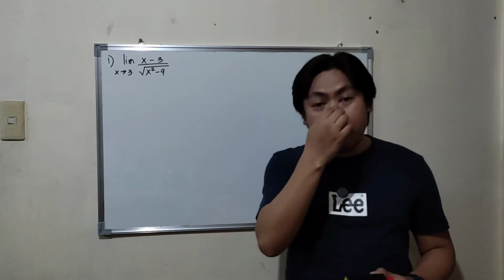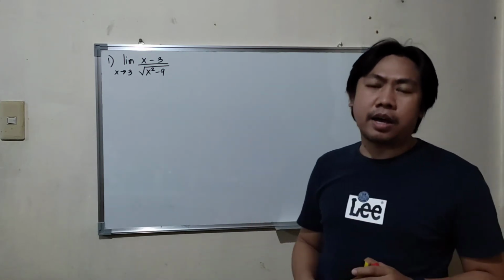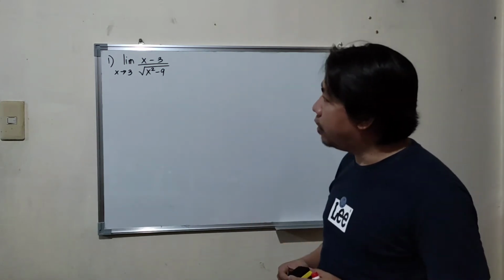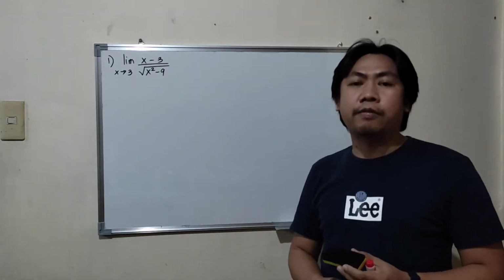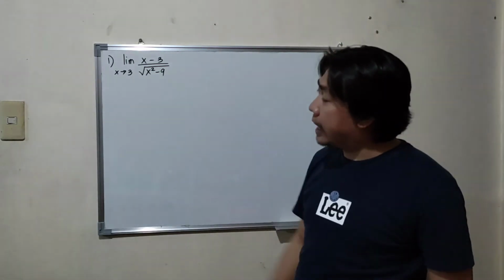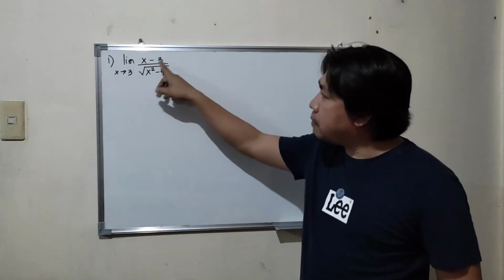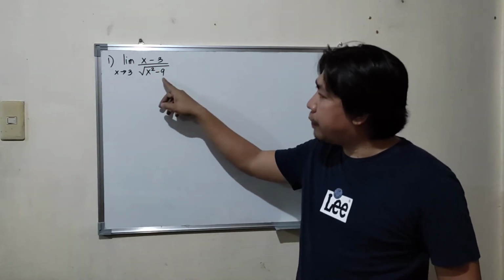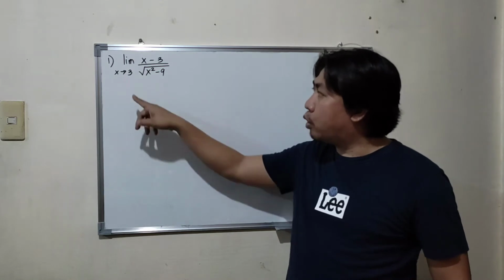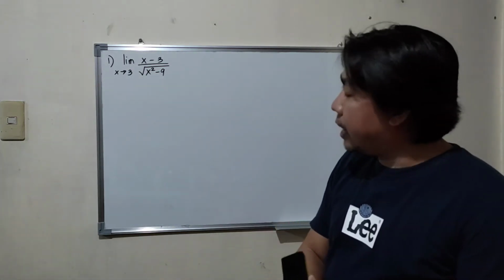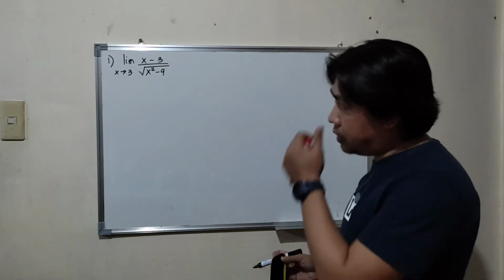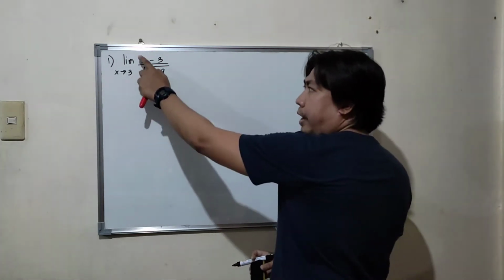Okay, so our lesson for today is about finding the limits of a function which is in indeterminate form 0 over 0. For example, find the limit of x minus 3 over square root of x squared minus 9 as x approaches 3. In evaluating the limit of a function, just substitute 3 for every x.